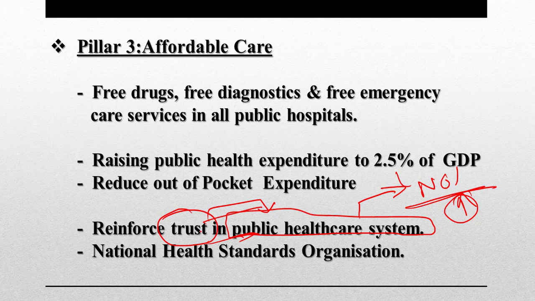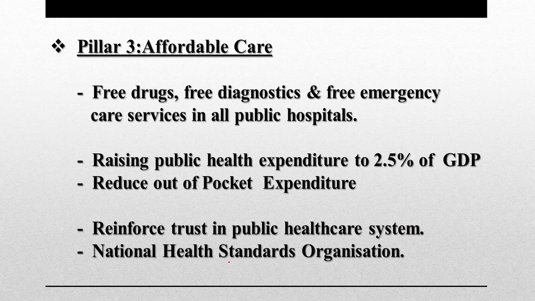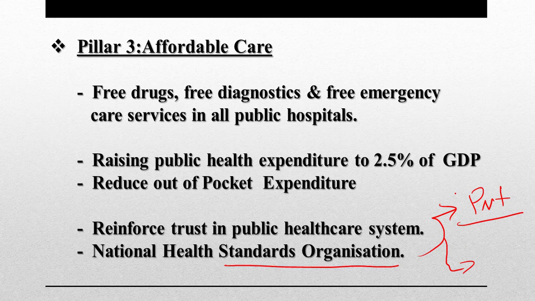Now when we say national health, when we are going to provide care at an affordable cost, there has to be some standards organization to check the malpractices by the private sector. We have talked about the private sector in the previous slide, that the private sector's help would be sought because in the short run we are unable to provide the services under the public sector umbrella. So somebody needs to be there to check the prices.